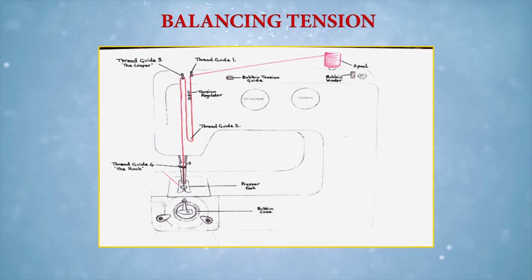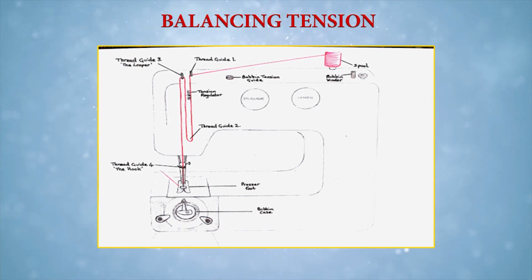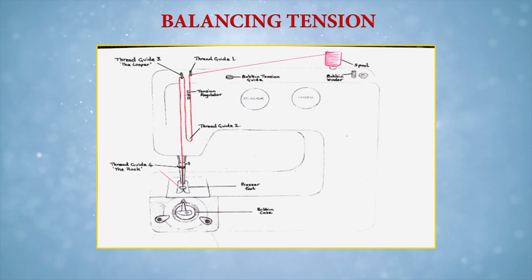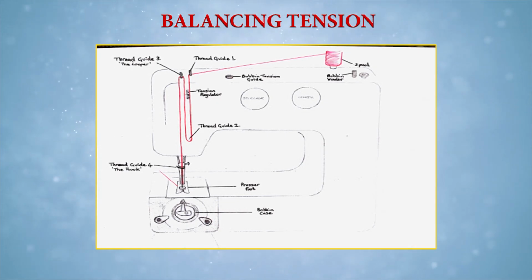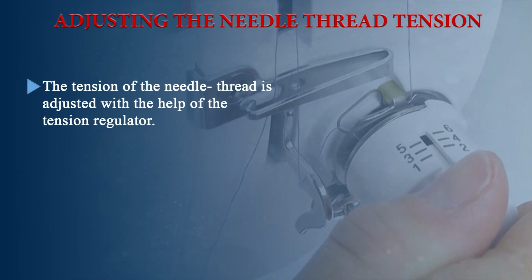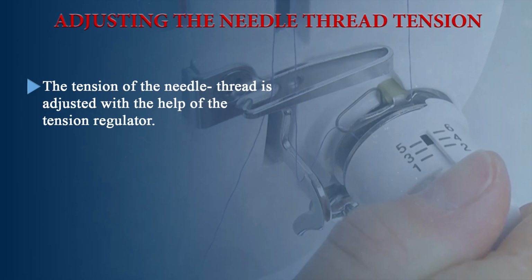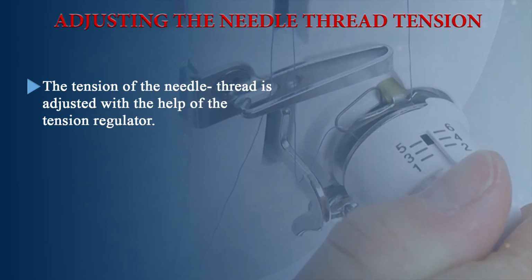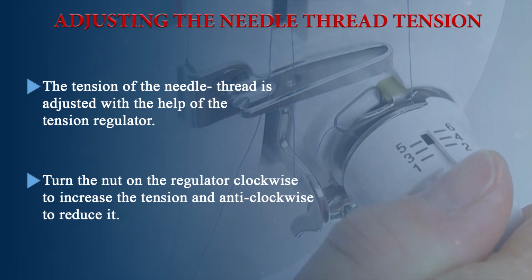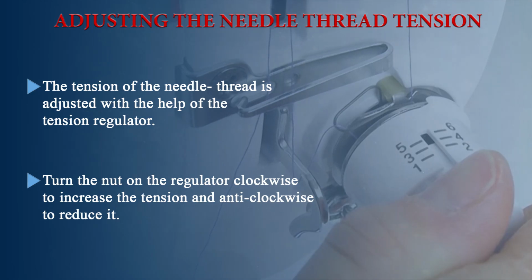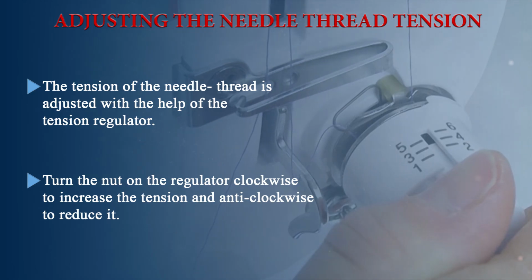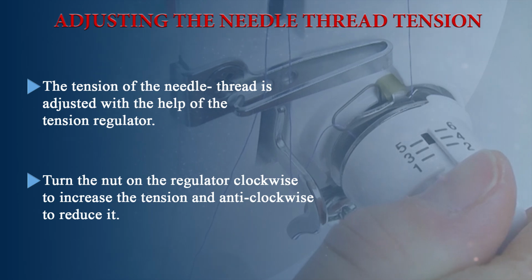These two threads are responsible for making a stitch on the fabric, and the tension should be very particular. Then we should adjust the needle thread tension also. The tension of the needle thread is adjusted with the help of the tension regulator, and we turn the nut on the regulator clockwise to increase the tension, and anti-clockwise to reduce the tension.